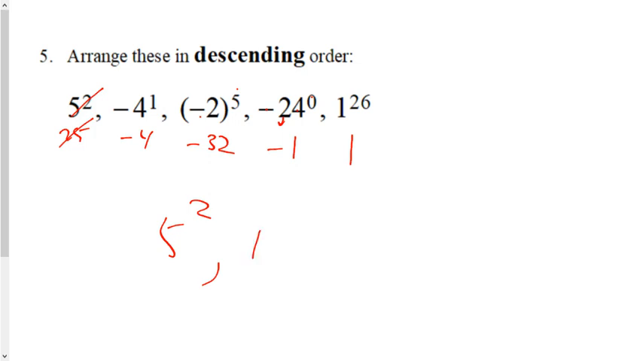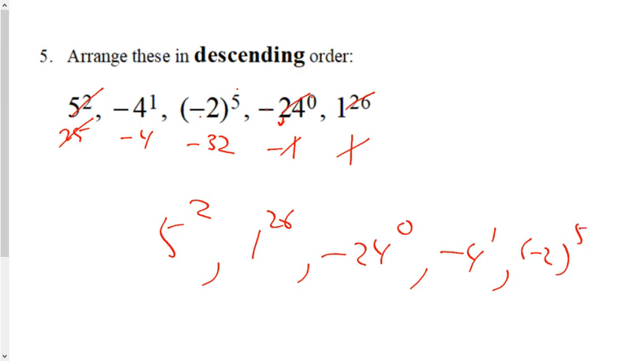Our next largest is this. Done. Our next largest is this one. Our next largest is this. And finally, our last largest is negative 2 in brackets to the exponent of 5. Ascending order.